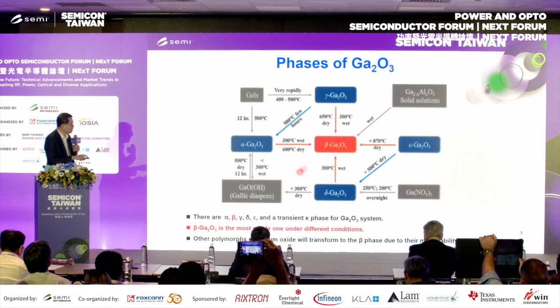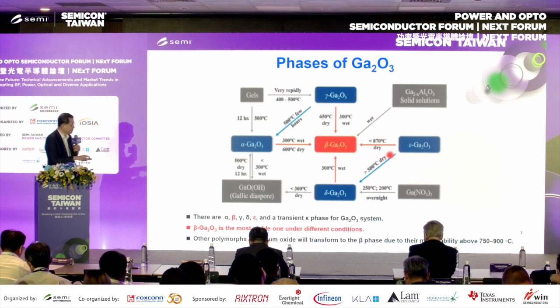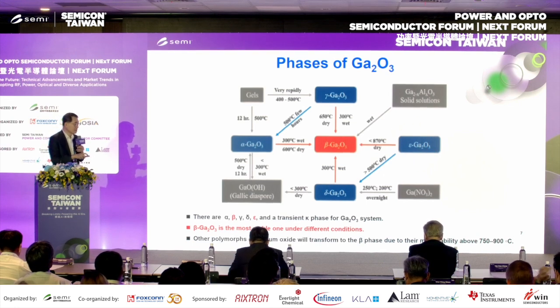At low temperature, in the MOCVD reactor we can typically achieve the epsilon phase. Then if we raise the growth temperature, it will become the beta phase. Also, if you grow gallium oxide by solution, you will have a precursor, GaOOH. After heating to high temperature, it will become the beta phase. So the beta phase is the most stable under growth conditions.